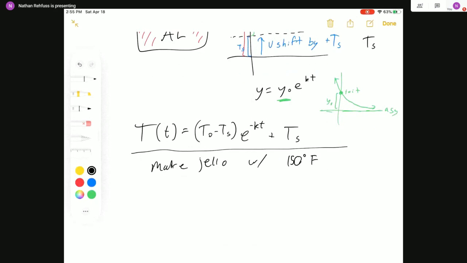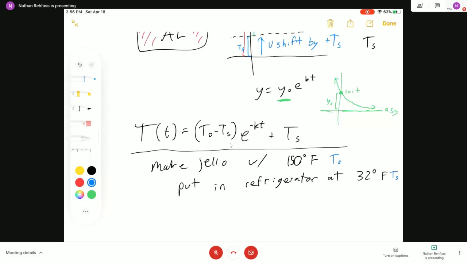So we put our Jello into a refrigerator. The refrigerator's set as cold as it can go. The refrigerator is 32 degrees. So for those of you keeping score at home, 150 is our initial temperature, 32 is our room temperature, because the room is the inside of the refrigerator. Now, just like before, there are 3 parameters here: initial, room, and k.